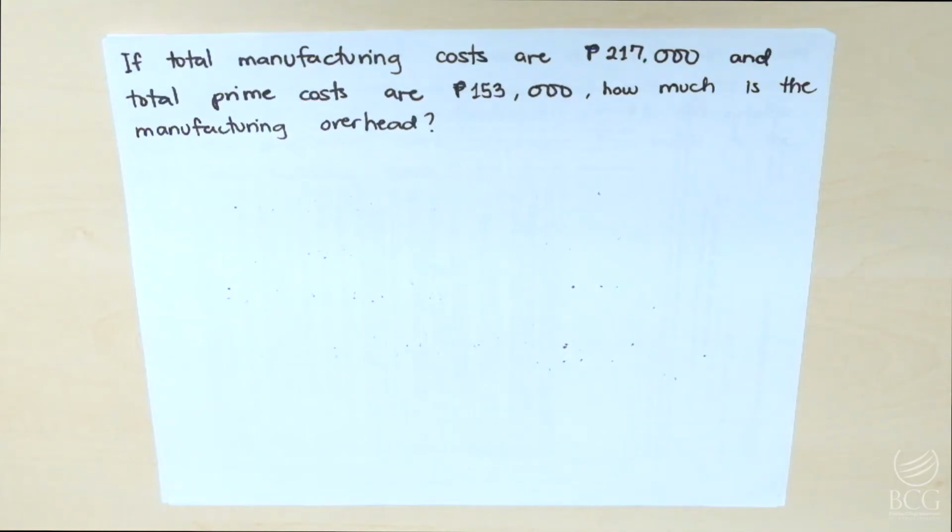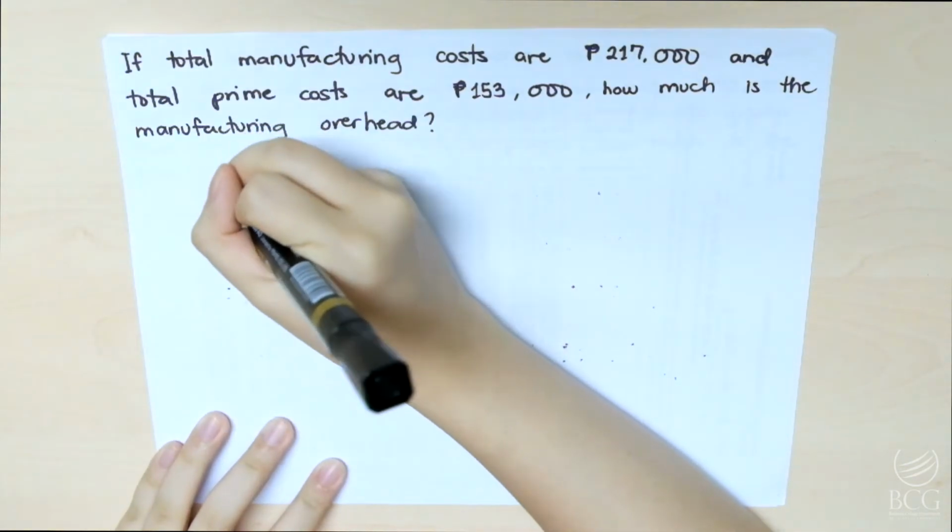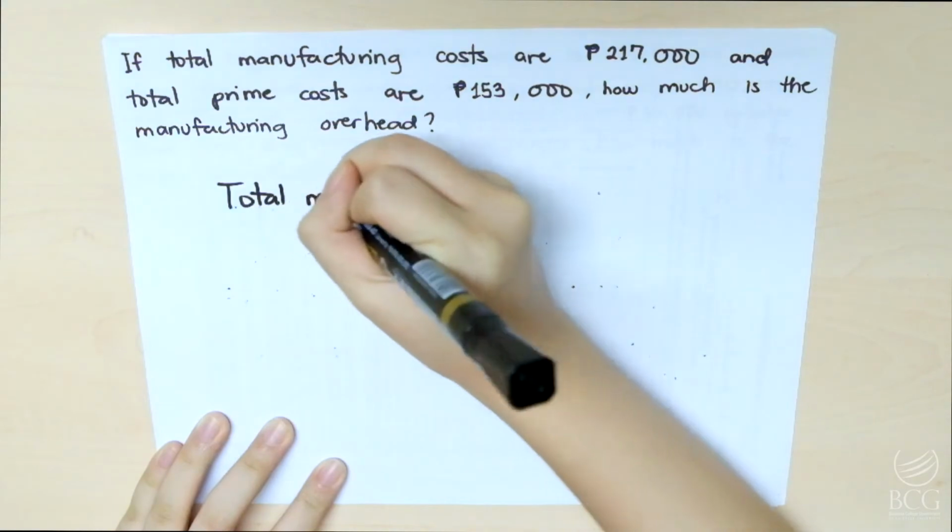If total manufacturing costs are 217,000 pesos and the total prime costs are 153,000 pesos, how much is the manufacturing overhead? As discussed in our previous video, prime costs are composed of direct materials and direct labor. From that, we know that deducting the prime costs from the total manufacturing costs will give us the manufacturing overhead.